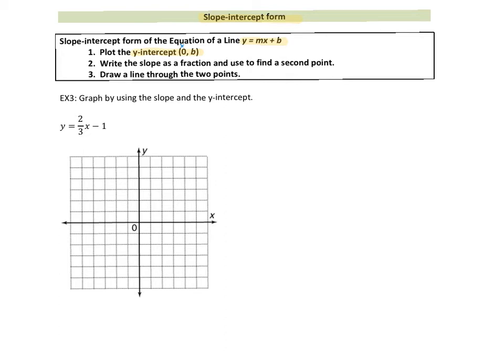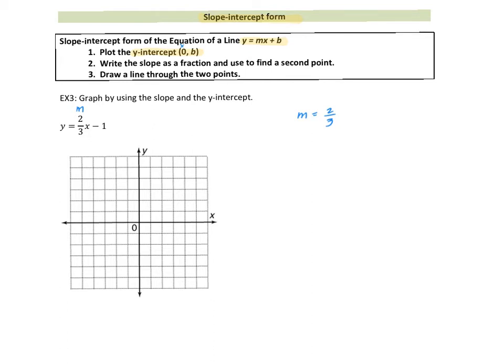In example 3, we're going to graph by using the slope and the y-intercept. Notice that this equation is in slope-intercept form, where the 2/3 is your slope m. Remember, the slope does not include the x value. It's just the number 2/3. I want to make sure that if my slope is a whole number like 2, or an integer like -3, that I write it as a fraction and put it over 1. Because when we count, we always want to count places for the y and for the x value. So your slope should always be written as a fraction.